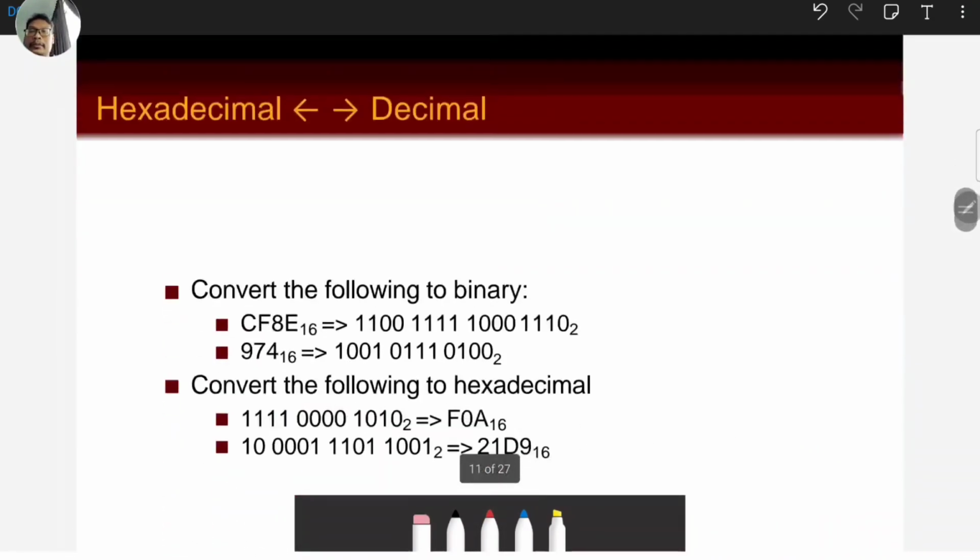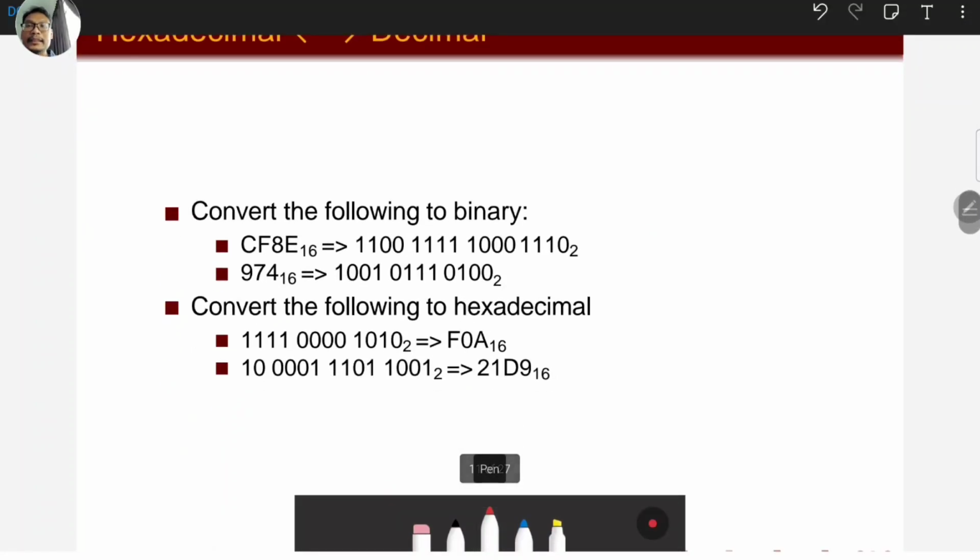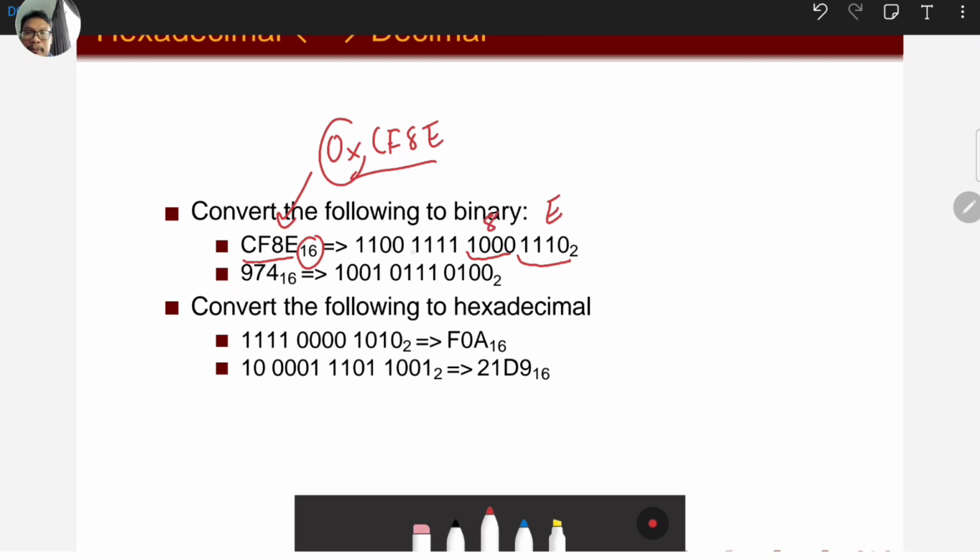Let's look at the conversion here, hexadecimal to binary. Convert the following to binaries. Given CF8E base 16, we know that base 16 is a hex value. Sometimes it is written like this, 0xCF8E. If you have 0x there, it also means that it's a hexadecimal value. What we do is break into groups. This is your E value, this is your 8 value, this is your F, and this is your C, based on the table we saw just now.